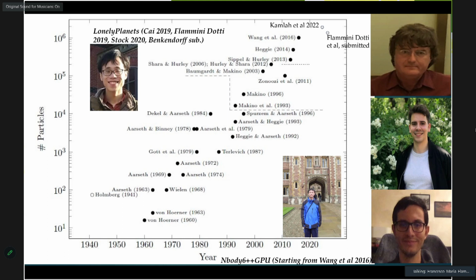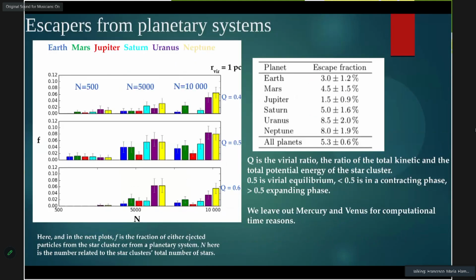This is very huge in my particular field of planetary systems in star clusters, because it will give much more information both on formation and on how they dynamically evolve over time. So, for my first paper, I analyzed planetary systems only, but in this case, a multiplanetary system that is similar to our solar system, with the exception of Mercury and Venus for computational time reasons.